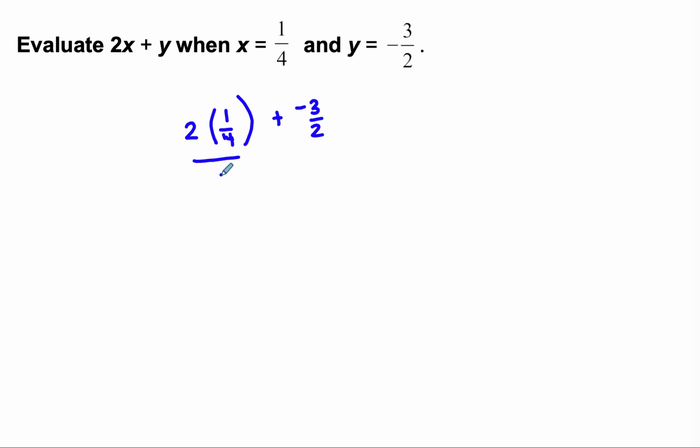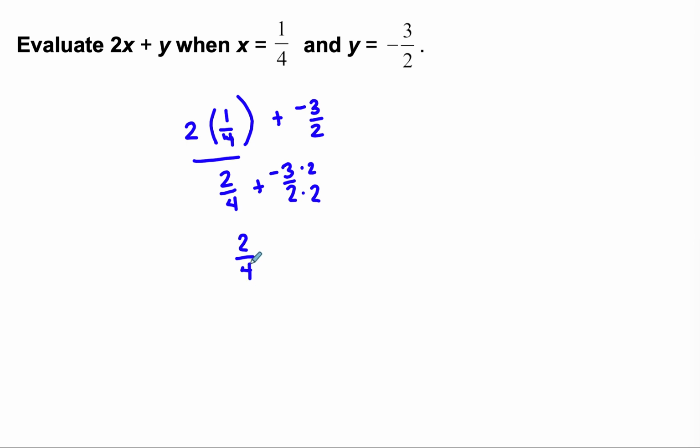So that's going to be 2/4. All right, so we doubled it. Instead of 1/4, now we have 2/4. Now we are going to add -3/2. Okay, so now I need a common denominator. I have fourths and halves, so I'm going to change my halves into fourths. I'm going to multiply by 2/2.